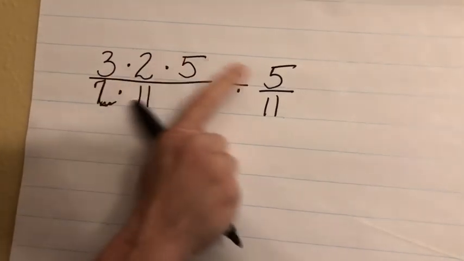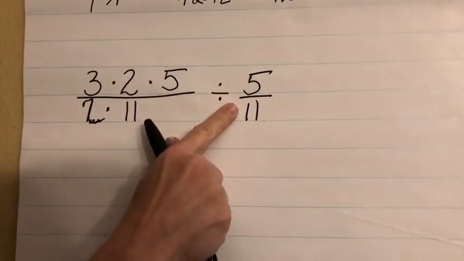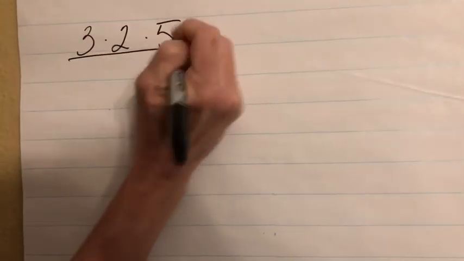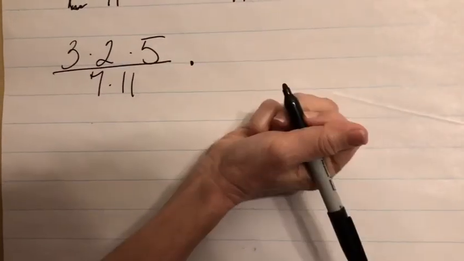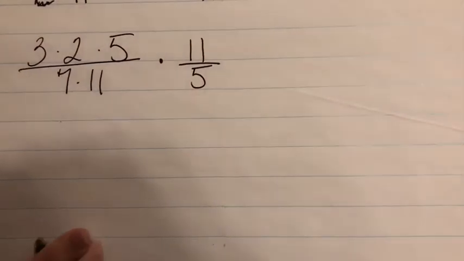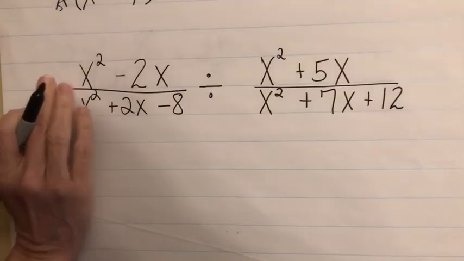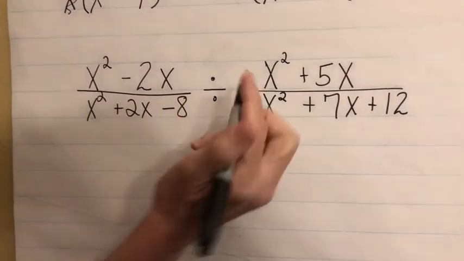But in order to complete this, we've got to multiply by the reciprocal of this fraction here. So we would rewrite our equation 3 times 2 times 5 over 7 times 11. Change our sign to multiplication and write the reciprocal of the second fraction. Okay, and at this point now we can cross cancel. Now we have a similar problem to the one we did before, but this one is obviously division.